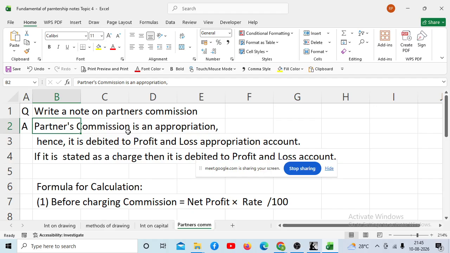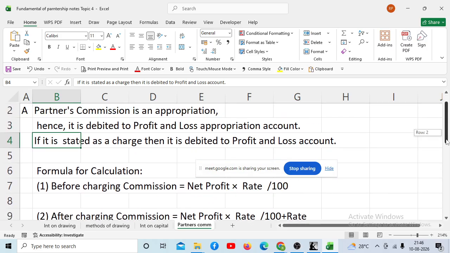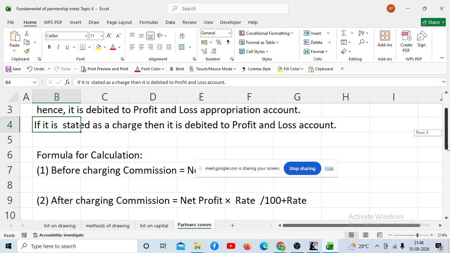Now see, I'm just reading the answer. Partners commission is an appropriation, hence it is debited to profit and loss appropriation account, right? I hope you know the difference between a charge and an appropriation. Appropriation means distribution of profit. So since it is an appropriation, it is debited to profit and loss appropriation account. But if it is stated in the question that it is a charge, in that case you have to debit it to profit and loss account, because all the charges are debited to profit and loss account.